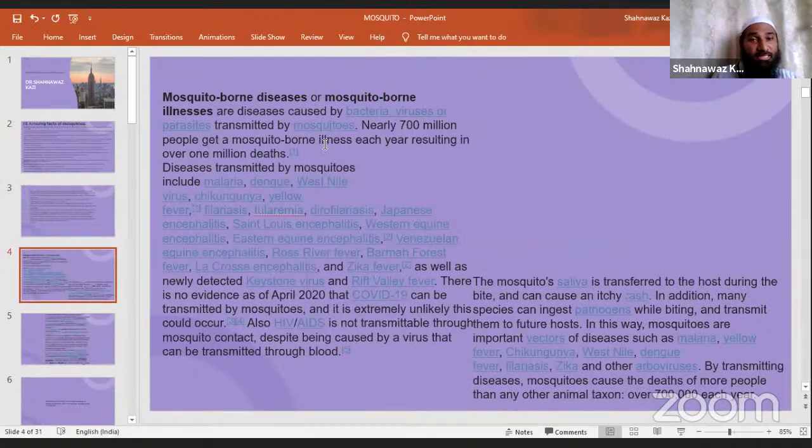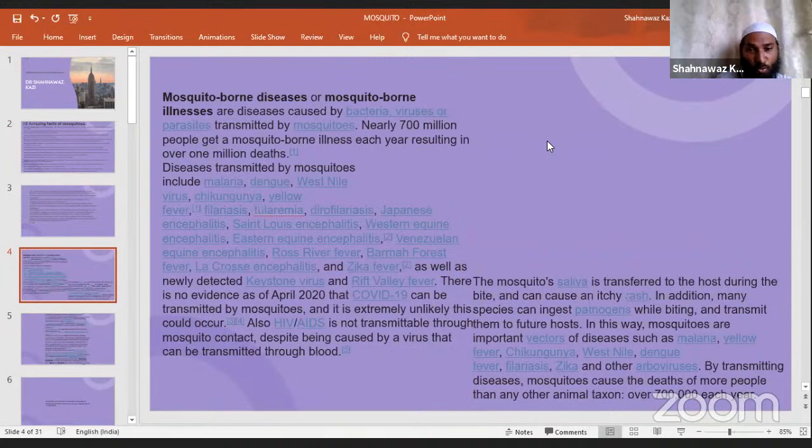Mosquito-borne diseases, as I said, nearly 700 million people get mosquito-borne diseases, and they are leading to almost 1 million deaths. So before Corona, the number one cause of deaths all over the world was the mosquito. And the diseases that are transmitted by it are malaria, dengue, West Nile fever, which is not so common in India, chikungunya, yellow fever, which was a big problem before, filariasis, which is still there in India, dirofilariasis, and Japanese encephalitis, which is not so common in India.